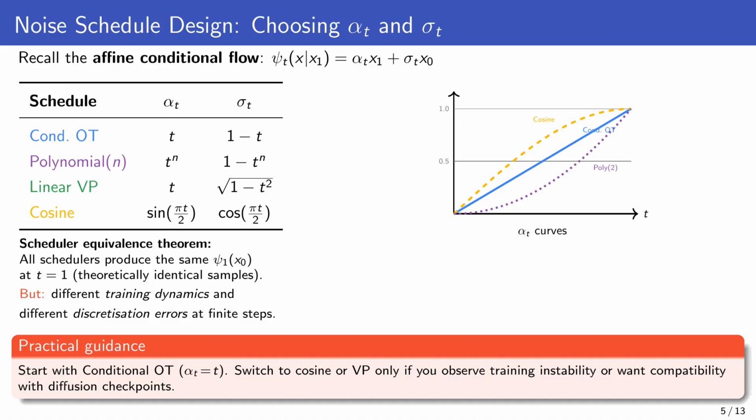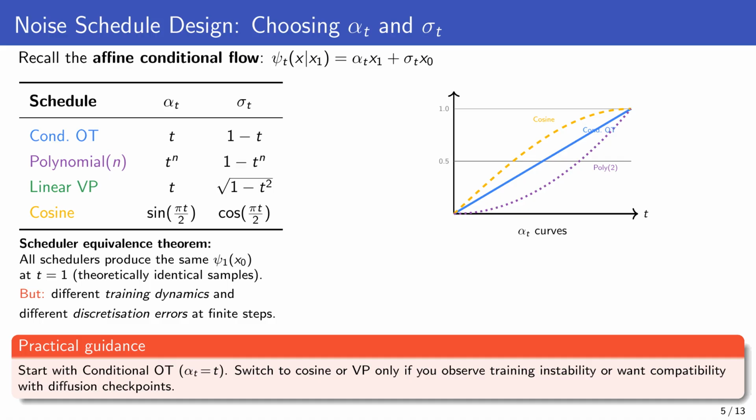The polynomial schedule generalizes this with alpha t equals t to the n. The linear variance preserving schedule uses alpha t equals t and sigma t equals the square root of 1 minus t squared, which keeps the norm roughly constant. And the cosine schedule uses trigonometric functions for a smoother transition.